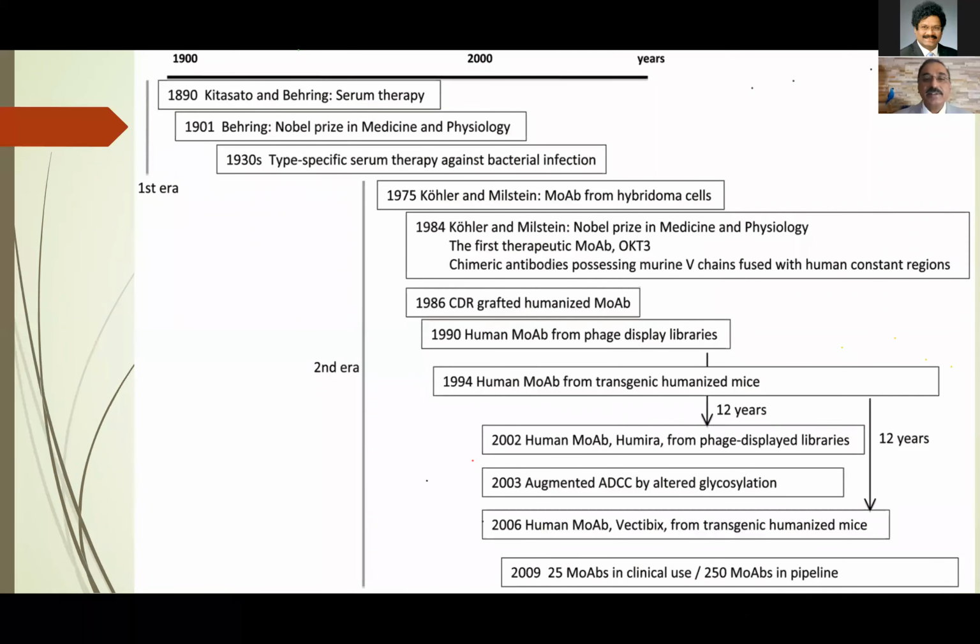Then in '86, it was grafted as a humanized monoclonal antibody, then came the phage libraries in the '90s, and later completely human monoclonal antibodies with transgenic human mice, which we talked about. Later on, with phage libraries and everything, we were glycoengineering the heavy chains, so some of the side effects can be avoided. Now we had almost 25 monoclonal antibodies in 2009, but now I think we have almost 50 or 60 monoclonal antibodies in clinical use, and there are more in the pipeline.